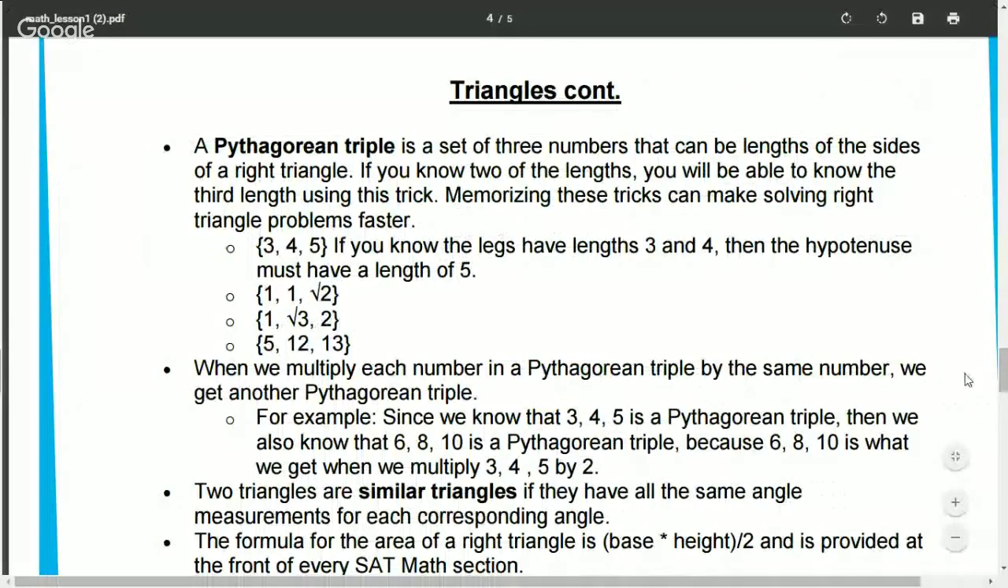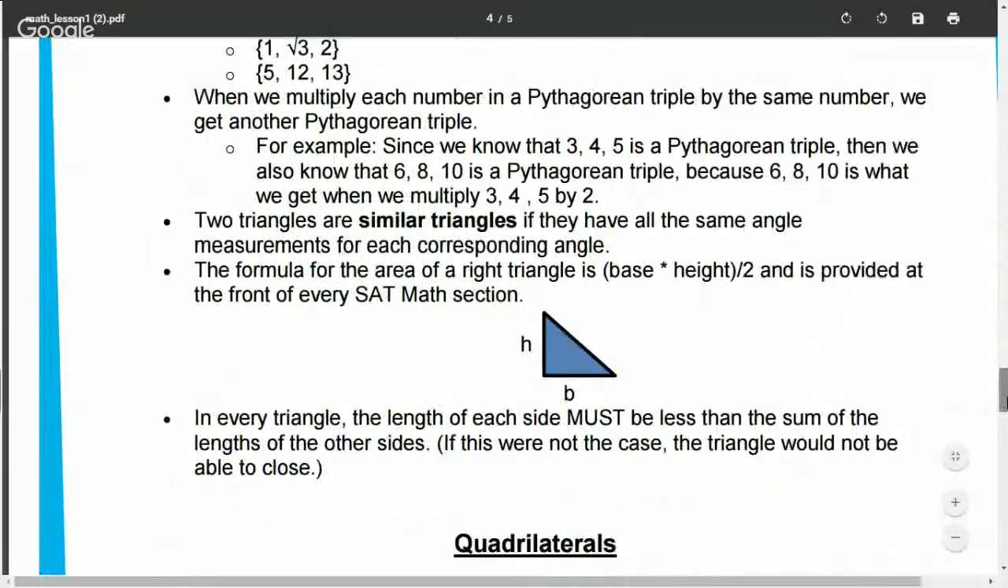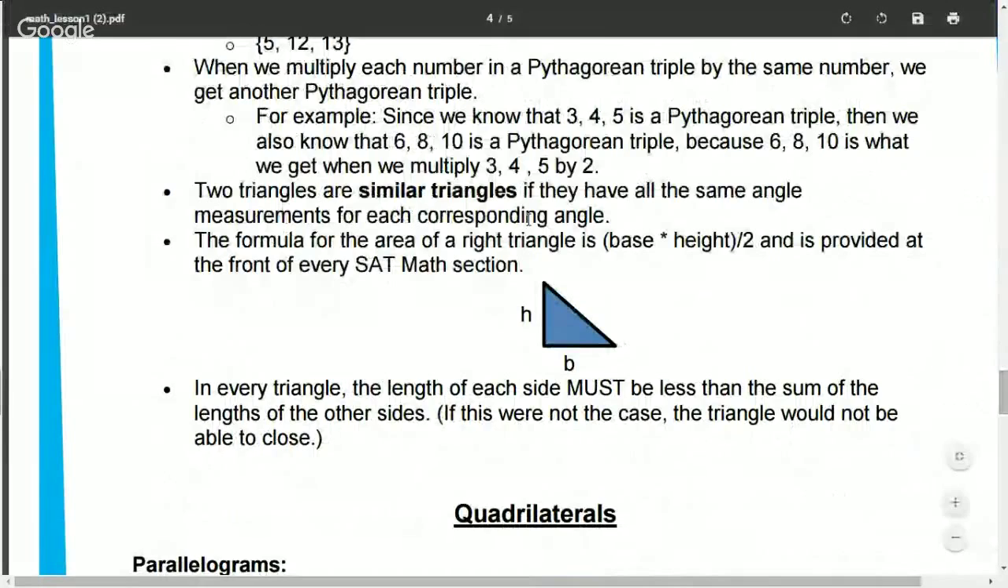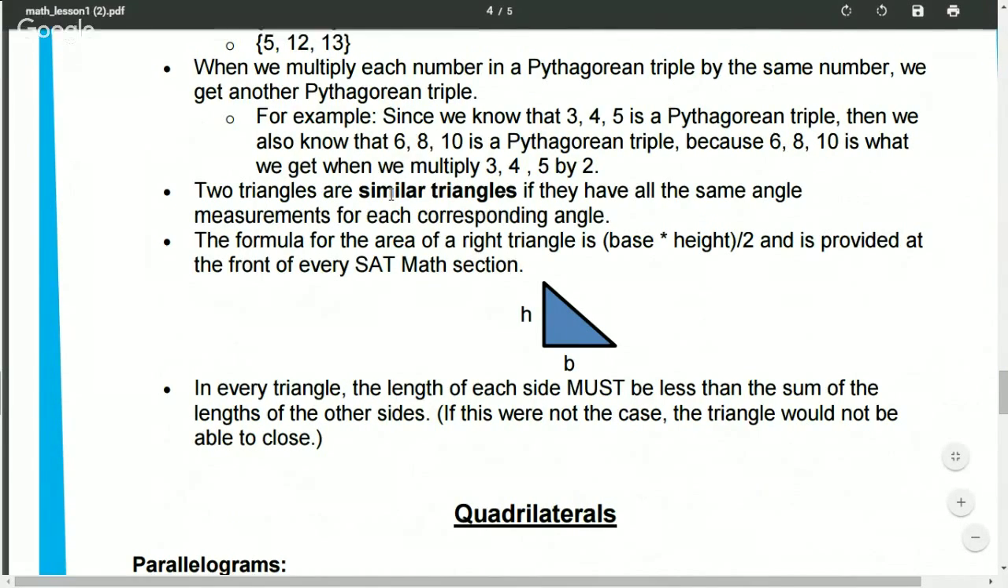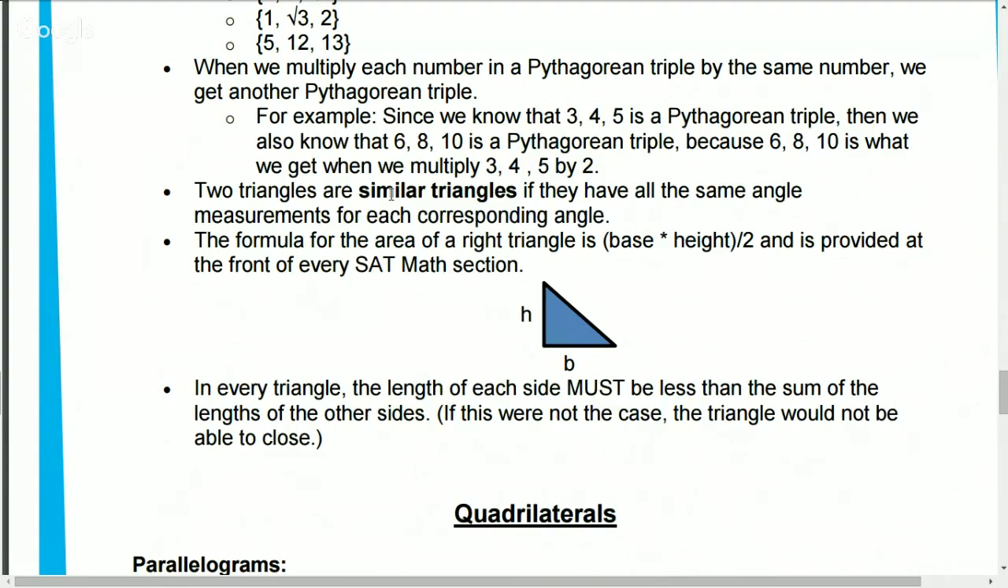When we multiply each number in a Pythagorean triple by the same number, we get another Pythagorean triple. For example, since we know that 3, 4, 5 is a Pythagorean triple, then we also know that 6, 8, 10 is a Pythagorean triple, because 6, 8, 10 is what we get when we multiply 3, 4, and 5 by 2. So if you multiply by the same factor in any given triangle, the side ratios will always be the same.